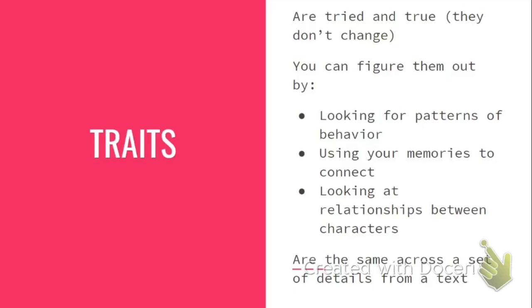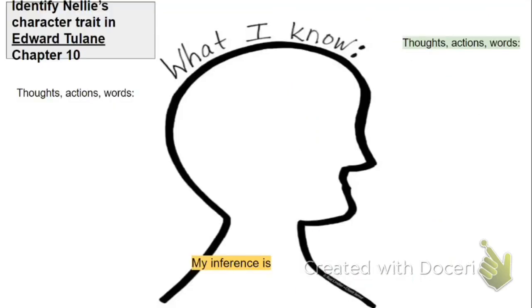You can figure out a character's traits by looking for patterns of behavior. How do they keep acting over and over? You can use your memories to connect those patterns together, and you can look at relationships between characters. Traits are the same across a set of details from a text. So it's not just how a person is feeling in a moment, but how they keep acting throughout a passage.